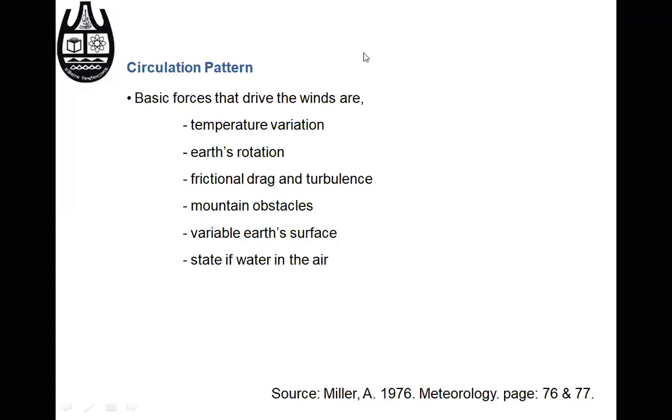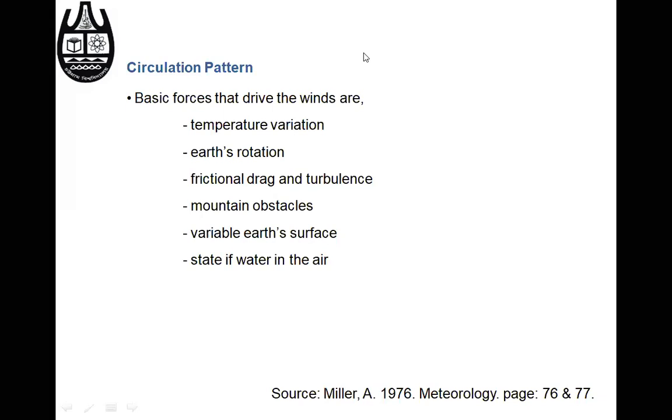Third one is frictional drag and turbulence. What do you mean by frictional drag? When wind moves, the areas are not always the same. Somewhere it is very smooth, somewhere it might have a little bit of ups and downs. So when it moves, it causes some friction, and friction means you lose your motion, you lose your speed. And when you lose your speed, you move in different directions. That's why with frictional drag, or when turbulence happens, air moves in different directions.